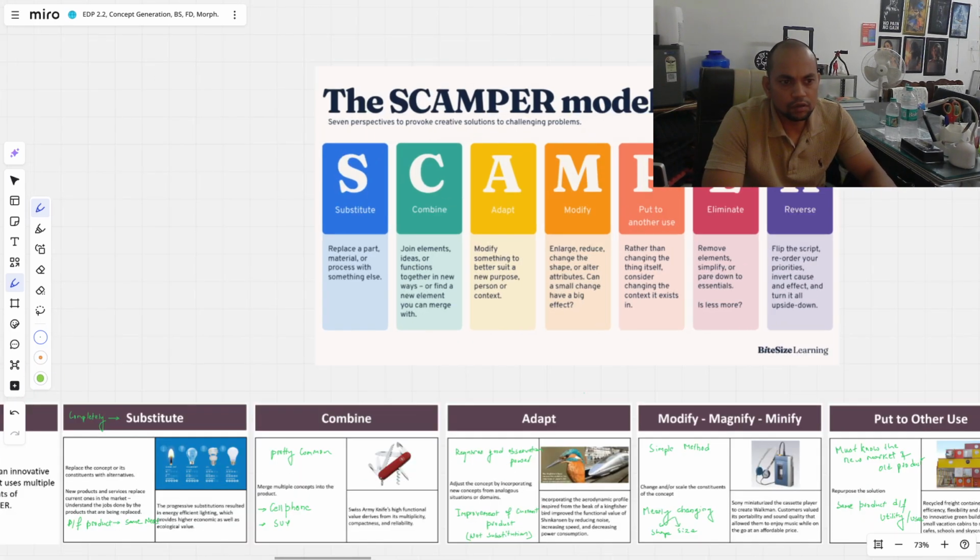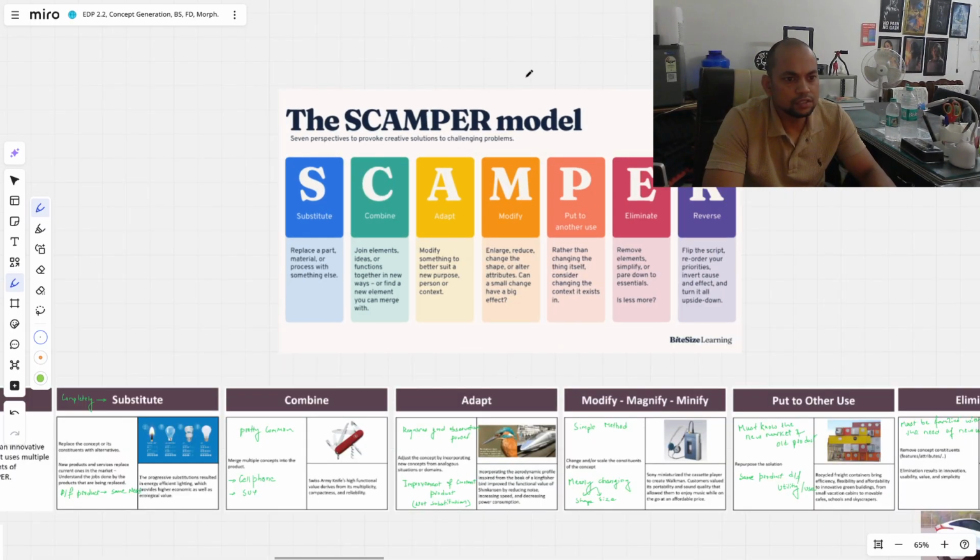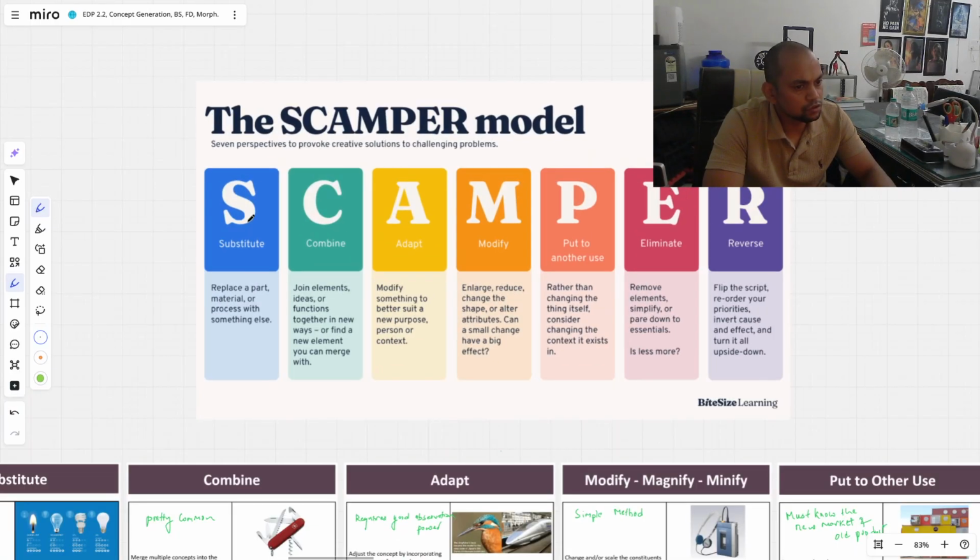SCAMPER is simply different ways of thinking. As you have guessed, SCAMPER is actually an abbreviation. S stands for substitution, then combination, adaptation, modification, put to other use, eliminate, and reverse. So these are just different ways of thinking about solving the problem.